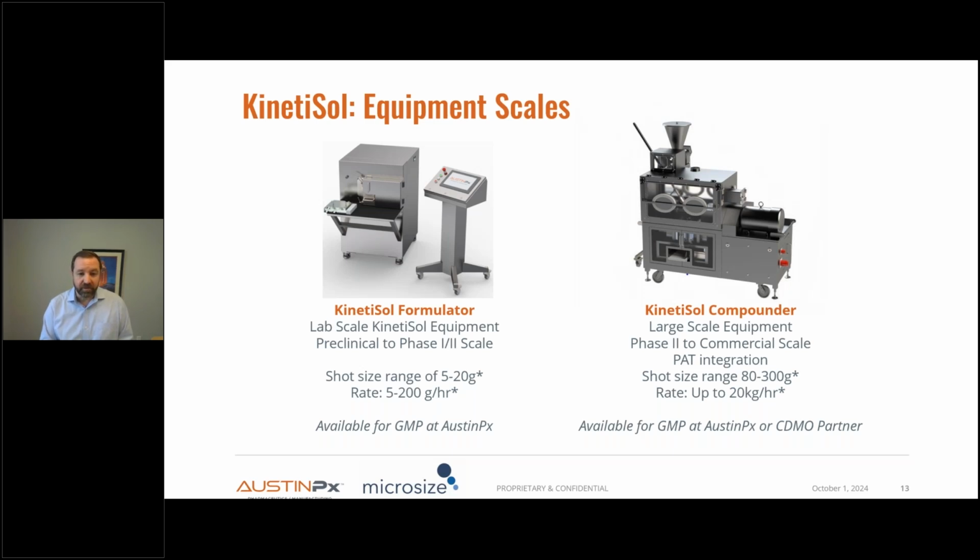And then there's the KinetiSol compounder. It's our larger scale equipment. It's got geometric similarity to the formulator. However, we don't need a third step to go from a phase 2 to a commercial scale. We can do that all with this machine. And it's got PAT fully integrated. The shot size is about 80 to 300 grams versus the formulator, and the production rates are up to 20 kilograms an hour.